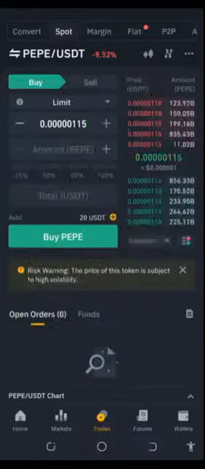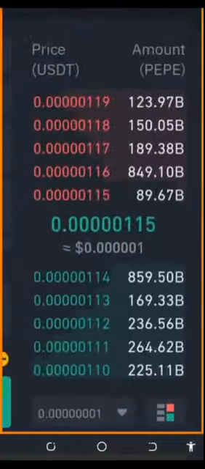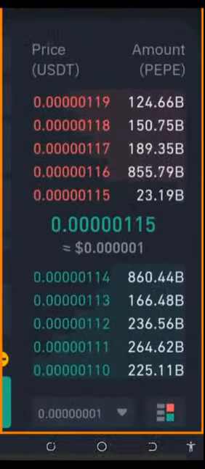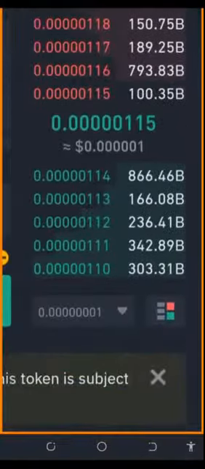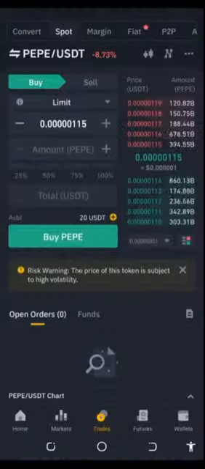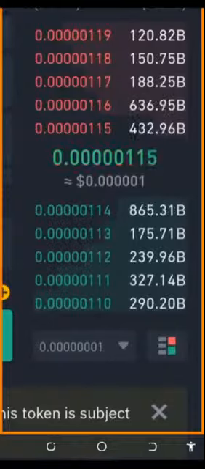Now, look at this. Can you see how this is fluctuating? It's fluctuating between 115, 114, 116, just going up and down. And that's the thing. When you come over to a place where you want to do your spot trading, you have to have velocity. Can you see what's going on here? That shows you that things are moving. That's how we want to see it.